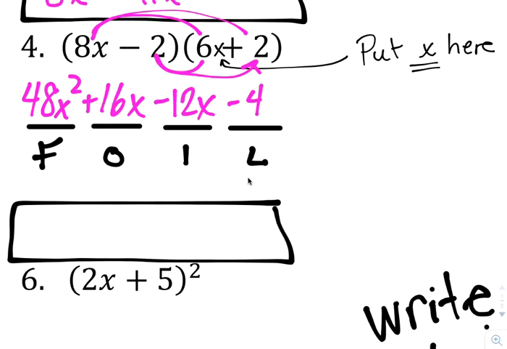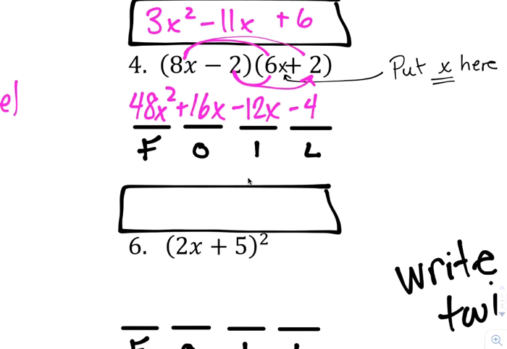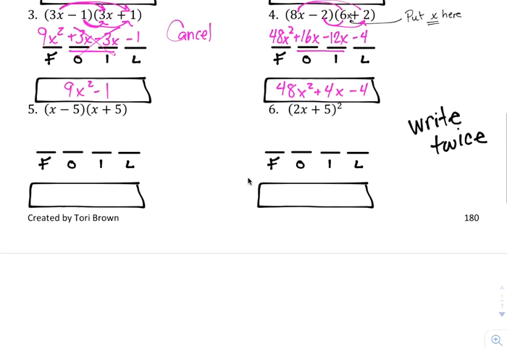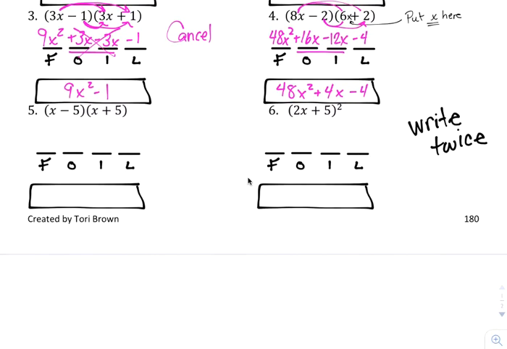Now, these are not difference of squares because one had an 8, one had a 6. So the middle guys are not going to cancel. They're just going to combine. 48x squared. 16 minus 12 makes 4x. And then minus 4 at the end. That's a 4, by the way. There we go. All right, if you missed anything on 3 and 4, take just a second, copy that down, make sure you got it. And then we're going to number 5.